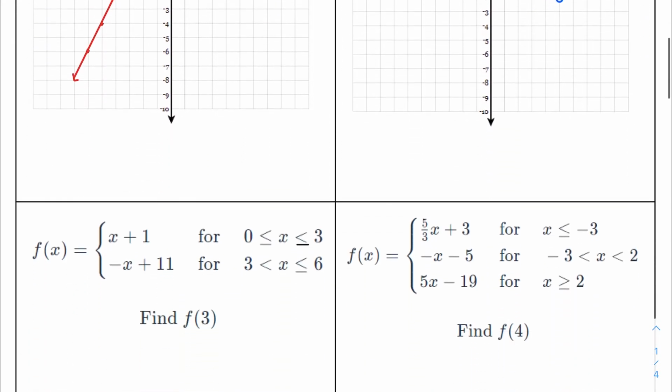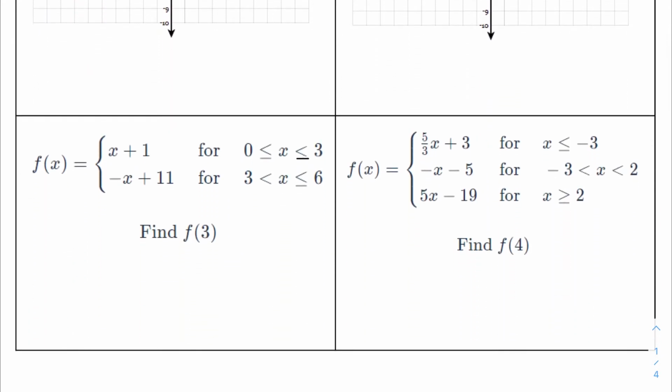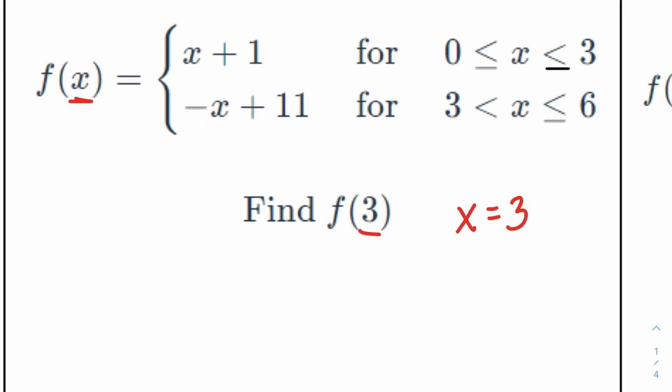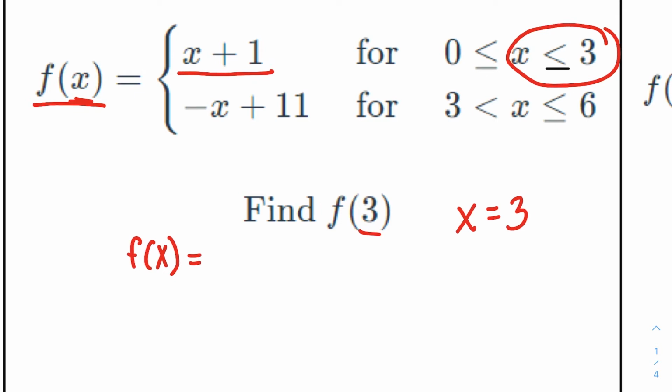The next two here are using the piecewise function rules to solve for answers. So what this is saying, it says find f of 3. Normally that's f of x, so this is saying that x is equal to 3. Now, where is x equal to 3? Which of these two rules? We're going to have to do this rule, because x is less than or equal to 3. So that means we are using that rule. So f of x is equal to x plus 1.